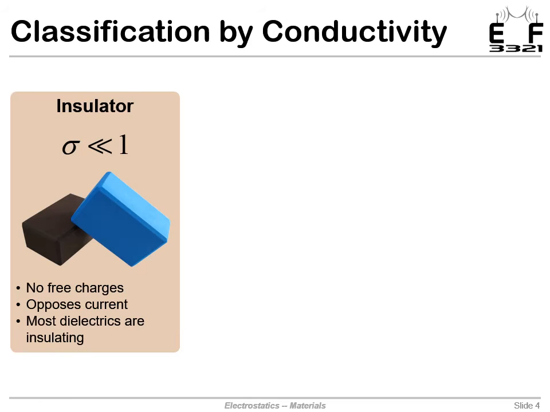General classes of electromagnetic materials. For this class, we're just going to talk about three different classes of materials because this affects how we'll solve equations. The first type are insulators, and we define insulators where the conductivity is very, very small, much less than 1. So inside of an insulator, it's all bound charges, no free charges to conduct a current. So insulators oppose current. Most dielectrics that we work with are insulating, so plastics, paper, wood, ceramics, almost all of these are insulating materials.